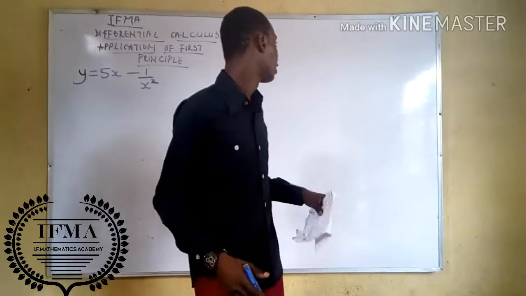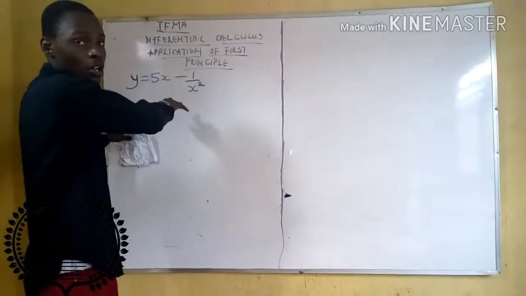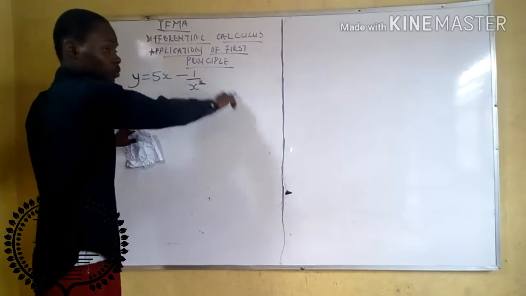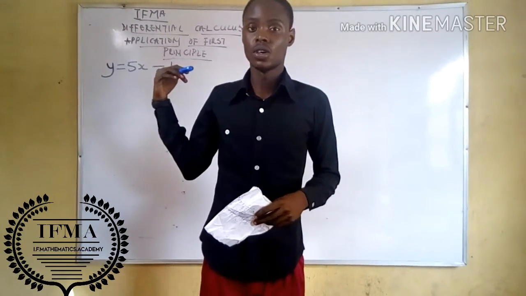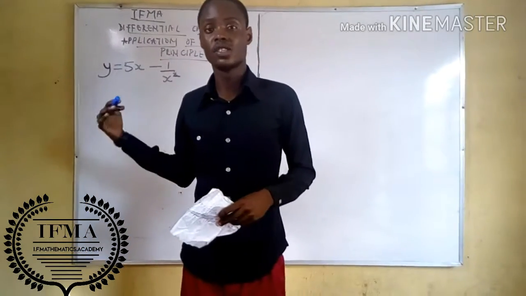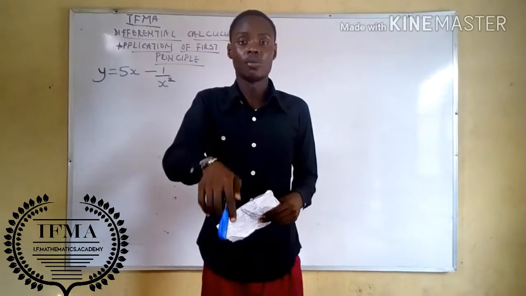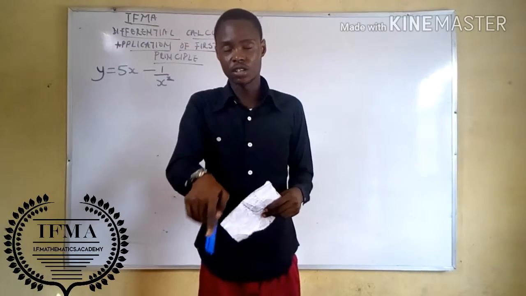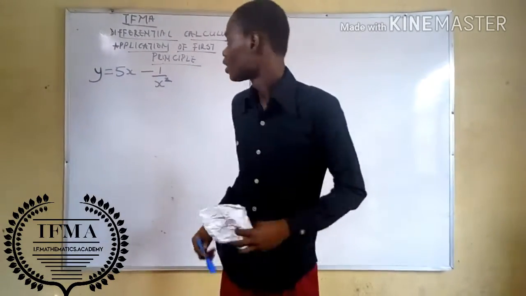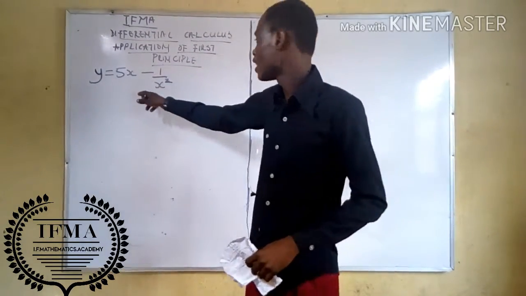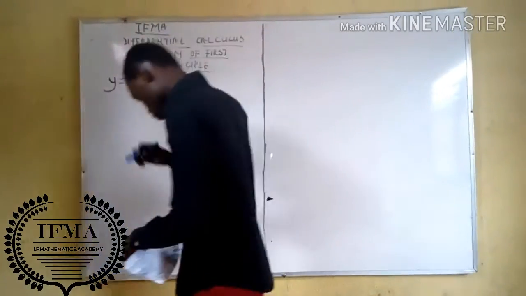And today we are going to be talking about differential calculus, and under this we are also applying the first principle. Now, to see further examples on solving equations using the first principle, please go to our previous videos and you will see the link to our previous videos down in our description. Now today our example will be y equals 5x minus 1 over x squared.